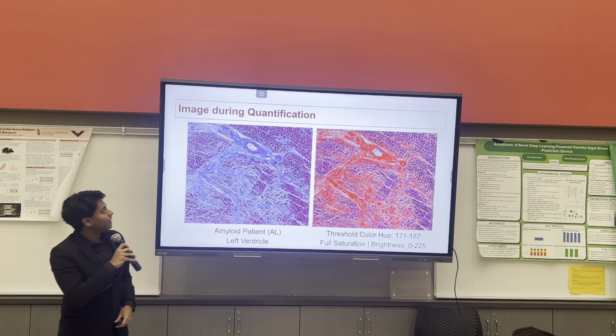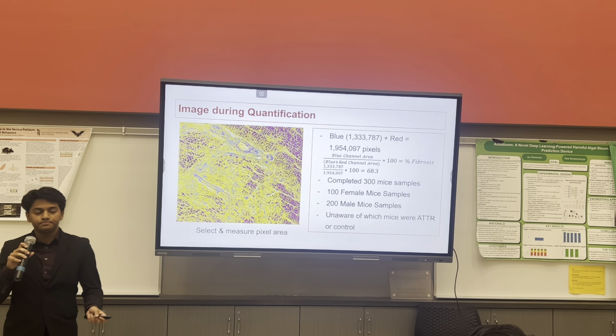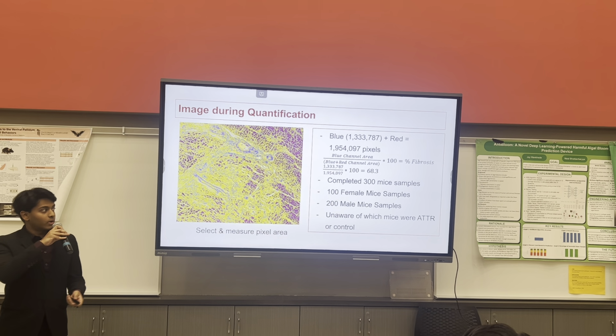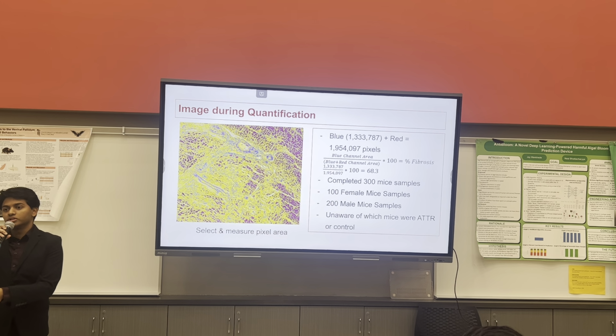And we used 100 female mice samples and 200 male samples. So this would mean 5 female mice and 10 male mice. And once again, I was unaware of which mice were ATTR or control.